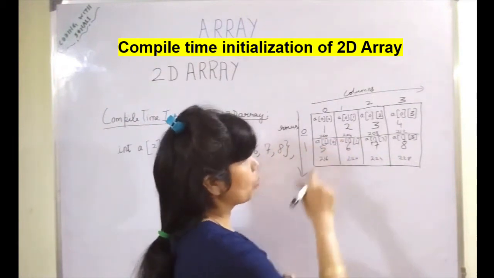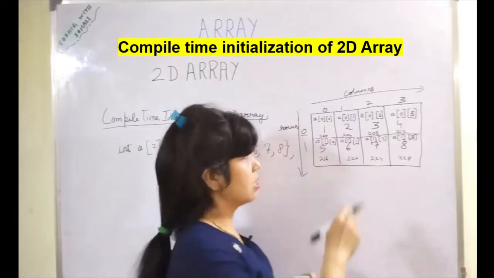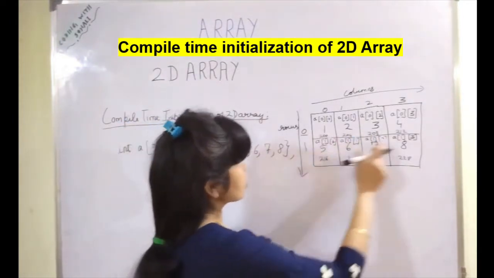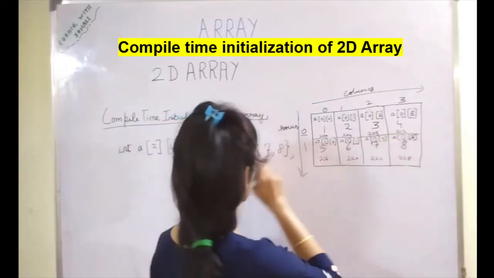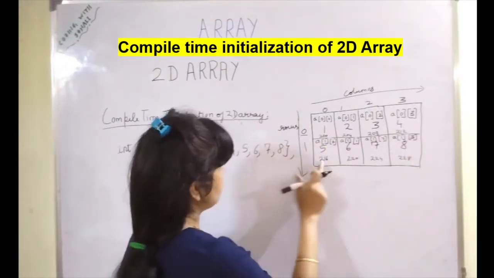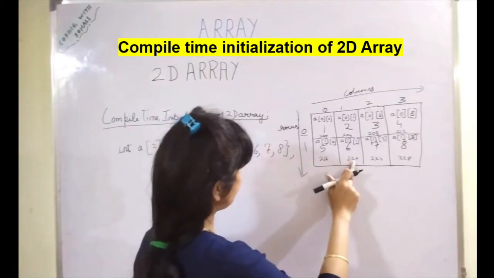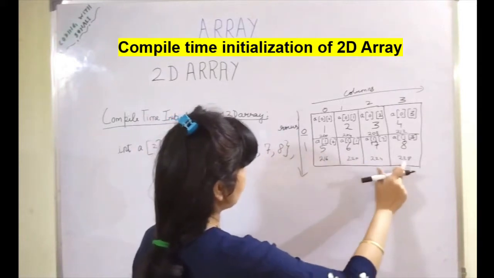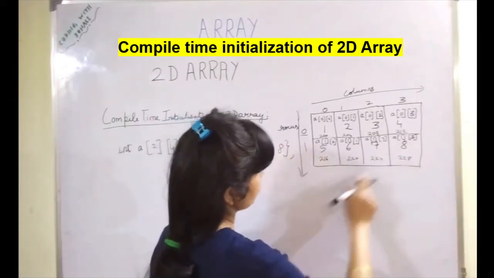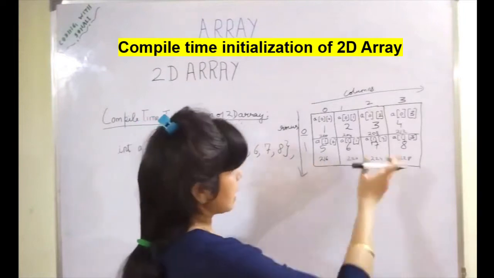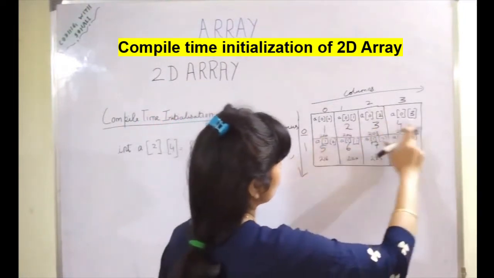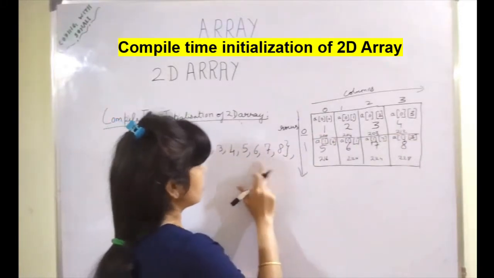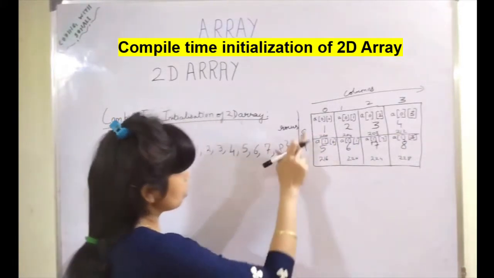So why the spacing of 4 bytes? Because integer occupies 4 bytes. So the next element, that is 3, is placed at 208. Next element 4 is placed at 212. Next element 5 is placed at 216. Next element 6 is located at 220, 7 is at 224, and the last element is placed at 228. So after every 4 bytes, these elements are placed. So row wise it is filled. The 0th row is filled first, and then the next row is filled. So there are a total of 2 rows.